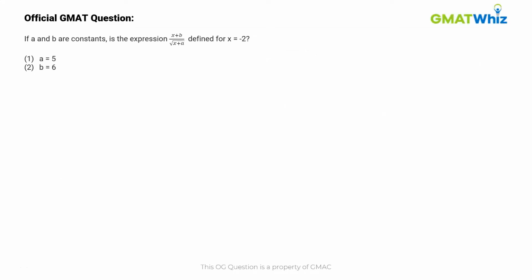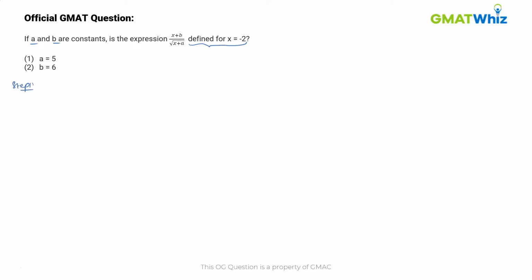Now in this question we are given that a and b are constants. We have to check if this expression, x plus b by root over x plus a, is defined for x equal to minus 2. Now many of you may have problems understanding the meaning of this part of the question. Let us understand with the help of an example.